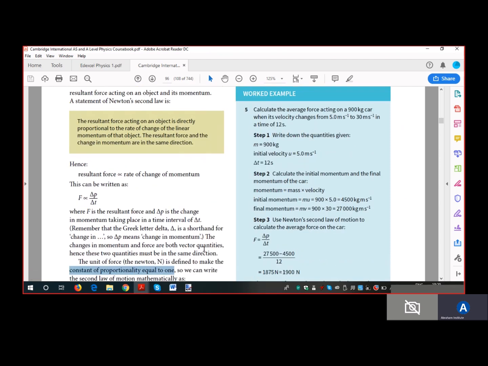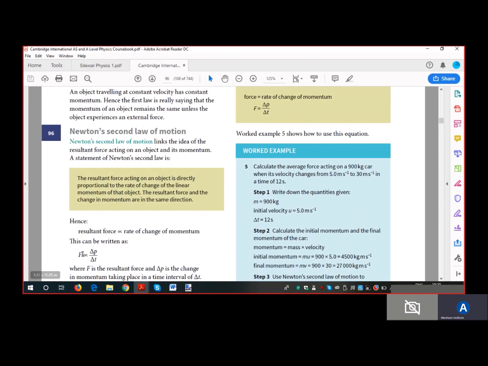So again, this should be resultant force. All right. So the first definition is saying in terms of proportionality, the resultant force acting on an object is directly proportional, this proportional sign, to the rate of change of linear momentum of that object. So rate of change of linear momentum is delta P over delta T. The resultant force and the change in momentum are in the same direction. Momentum and force are vector quantities, time is a scalar quantity, and they say the resultant force and the change in momentum are in the same direction.